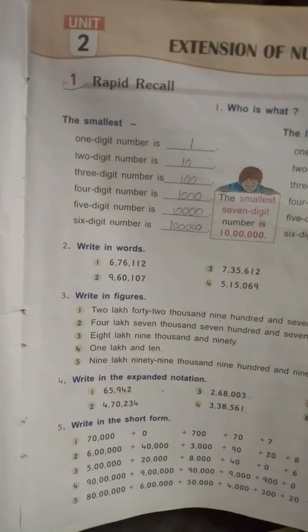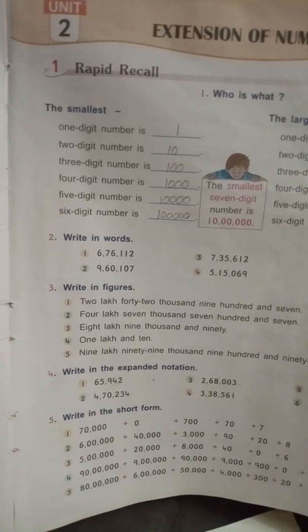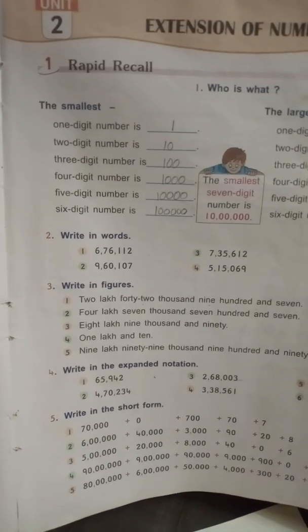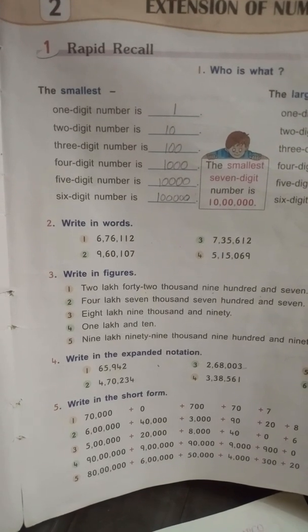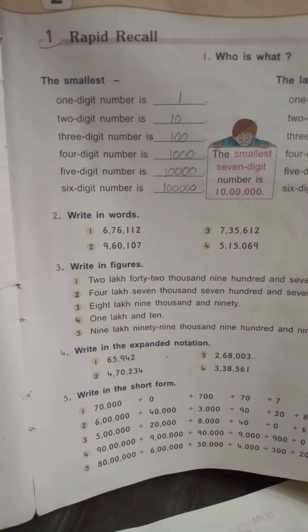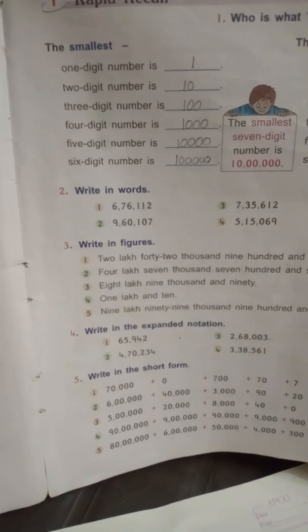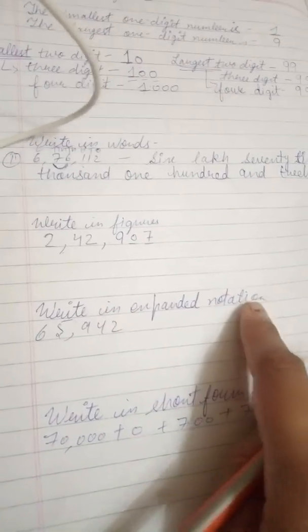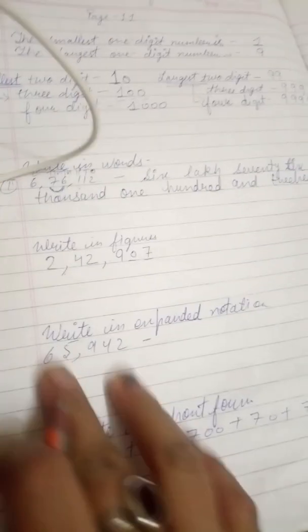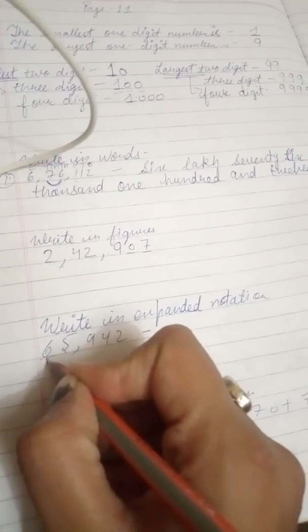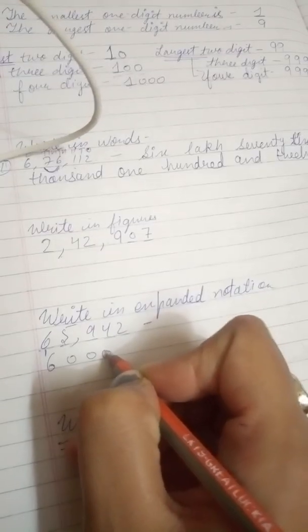Now let's move to another question. Write in expanded notation. We have to expand this number. I know you have knowledge of how to write in expanded notation, but I am going to tell it again. See, I will write down the first digit, 6. How many places are remaining? 1 2 3 4. I will put 4 zeros.